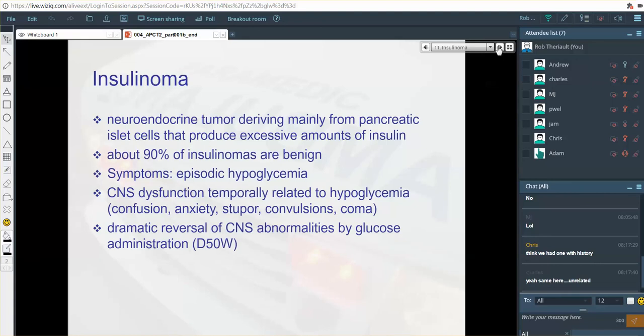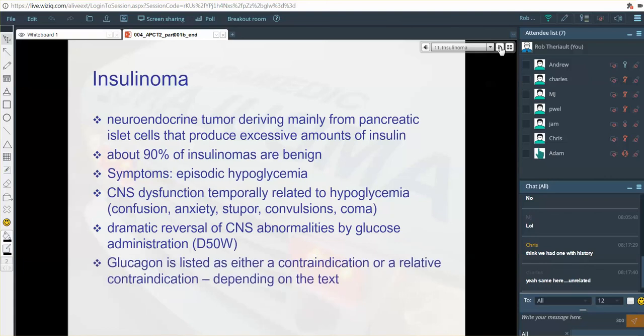D50 works effectively. I saw a patient in the emerge with insulinoma, it wasn't my patient, who had to get two boluses of D50 and then had to be put on a glucose drip. I can't remember what the concentration was, but it was a higher than normal dextrose level. I think they might have put a couple of amps into a bag and infused it over time because his blood sugar just kept dropping continuously.